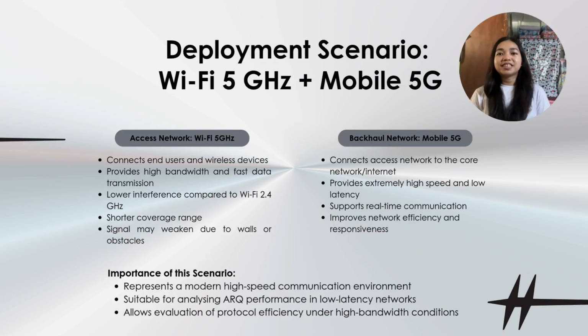For our deployment scenario, we use Wi-Fi 5 GHz as the access network and mobile 5G as the backhaul network. Wi-Fi 5 GHz provides high bandwidth, faster transmission speed, and low interference compared to Wi-Fi 2.4 GHz, although its coverage is shorter. Mobile 5G offers extremely high speed and low latency, supporting real-time communication and better network responsiveness. This setup represents a modern network environment suitable for evaluating ARQ protocol performance.